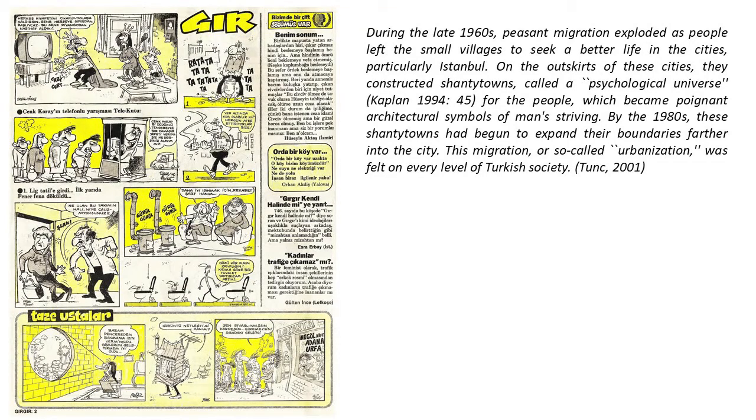During the late 60s, peasant migration exploded as people left small villages to seek a better life in the cities, particularly in Istanbul. On the outskirts of the cities, they constructed shanty towns, called a psychological universe for the people, which became poignant architectural symbols of man's striving. By the 80s, these shanty towns had begun to expand their boundaries further into the city. This migration, or so-called urbanization, was felt on every level of Turkish society.